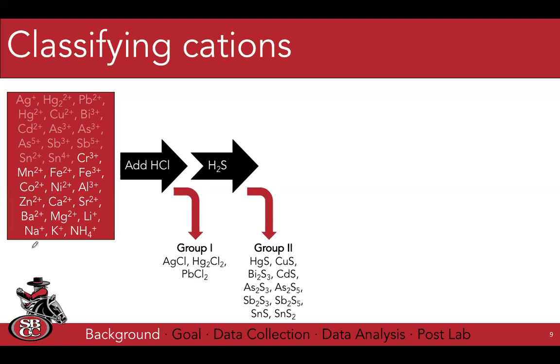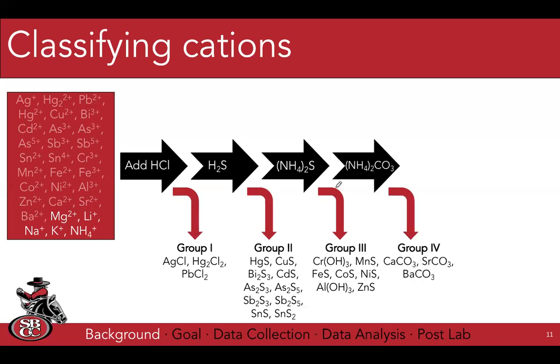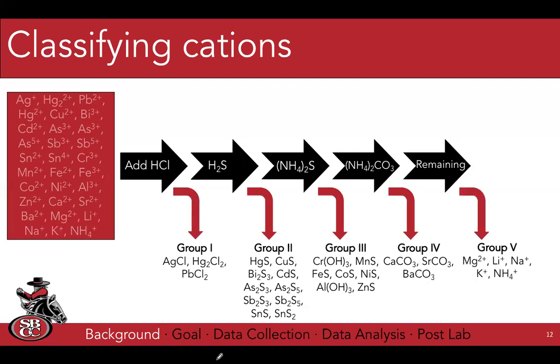And we can see over here what's remaining in our solution. Then we can add ammonium sulfide, and we will precipitate out these species, which we classify as group 3. Finally, we can add ammonium carbonate, and we precipitate out these carbonates from these alkaline earth metals. And we say then group 5 is what's remaining, which ironically is what a lot of us were thinking were group 1 metals. So these exist, but they're classified somewhat differently in this qualitative analysis.